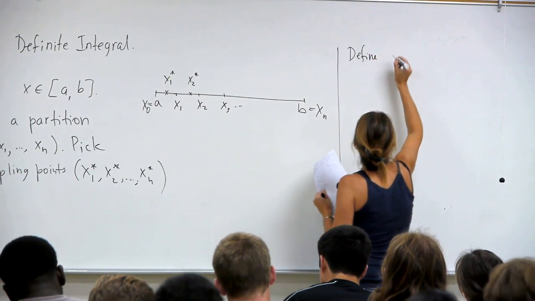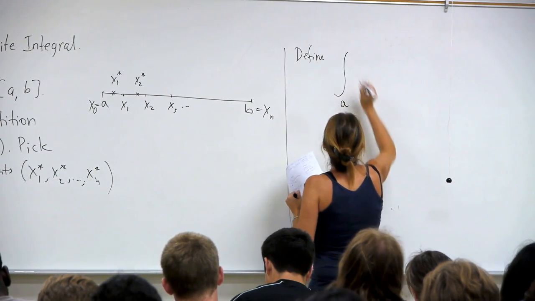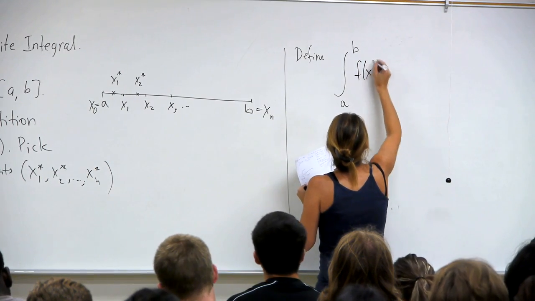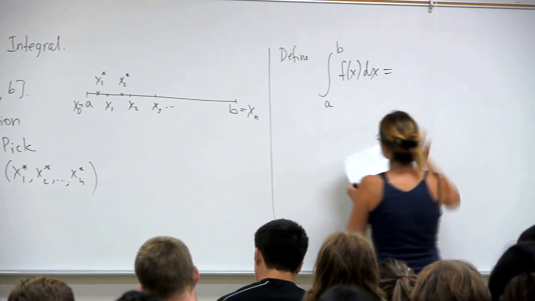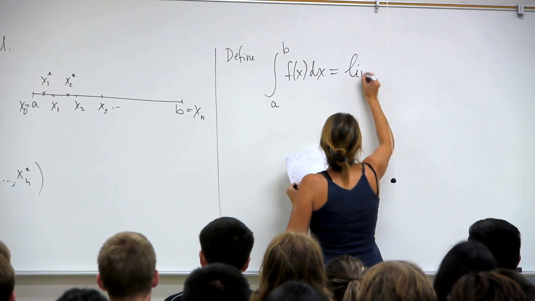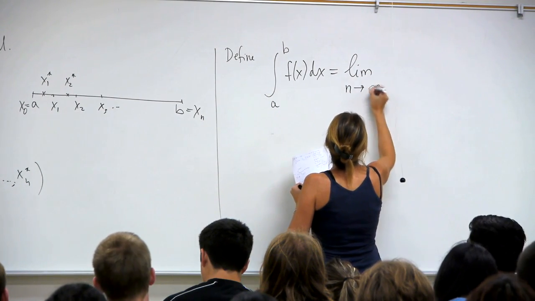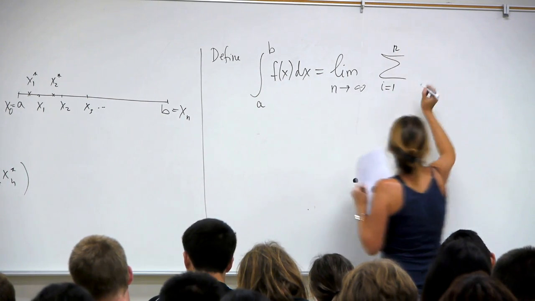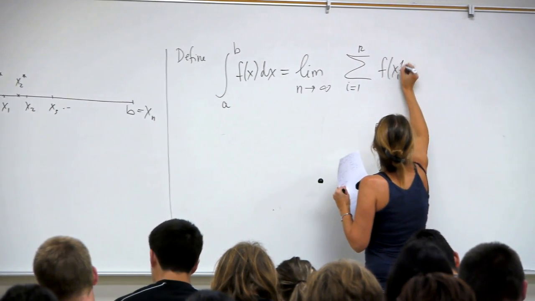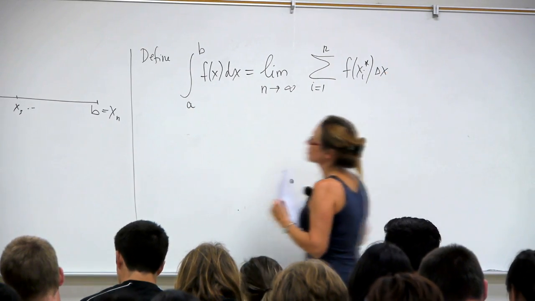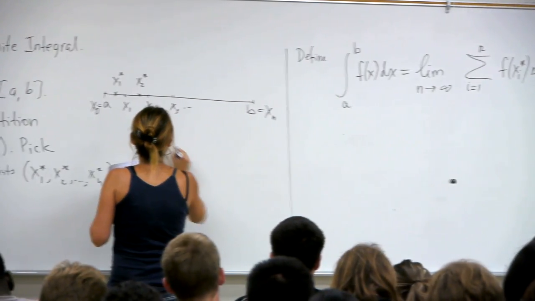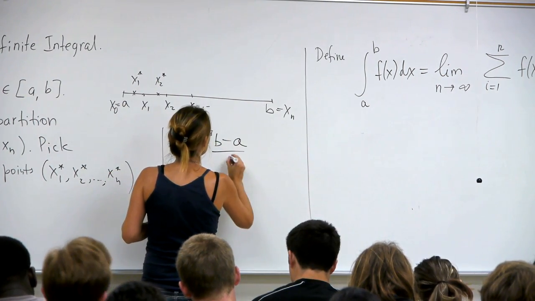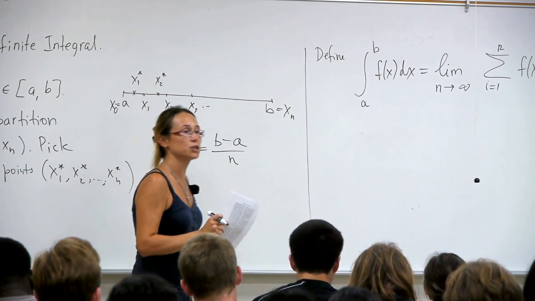Then we define the integral from a to b of f of x dx to be equal to the limit as n goes to infinity of the following sum: i goes from 1 to n of f of xi star delta x. Here delta x, normally if they're equal lengths, is b minus a over n. That's the length of individual intervals.